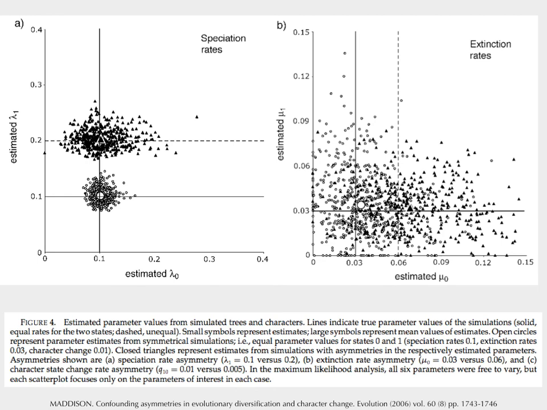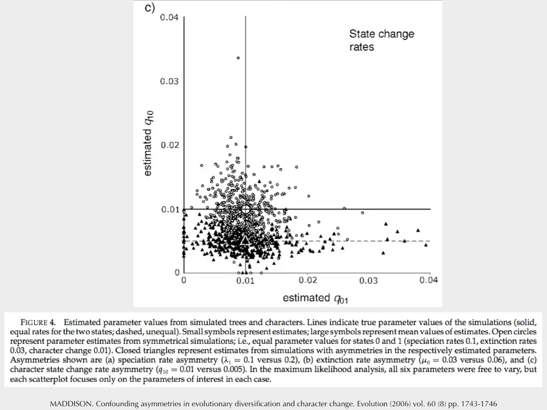That's for the diversification parameters. Here it is for these transition rates. And again, a lot of uncertainty, but everything's doing okay. We'll make it easier to tell these things apart, to estimate these rates better, basically to make these clouds of points smaller.